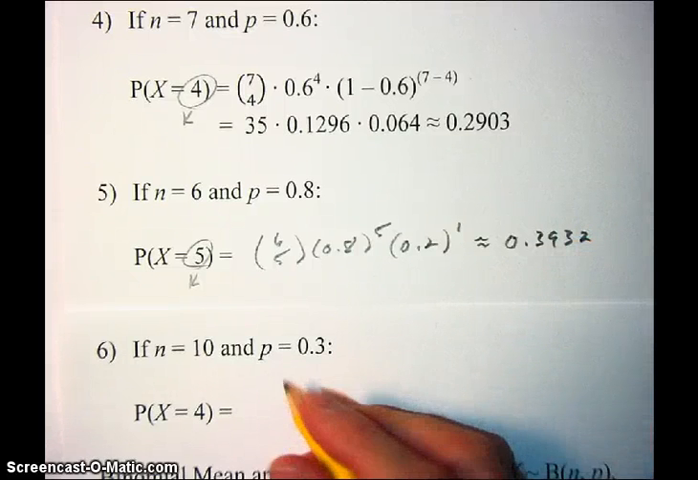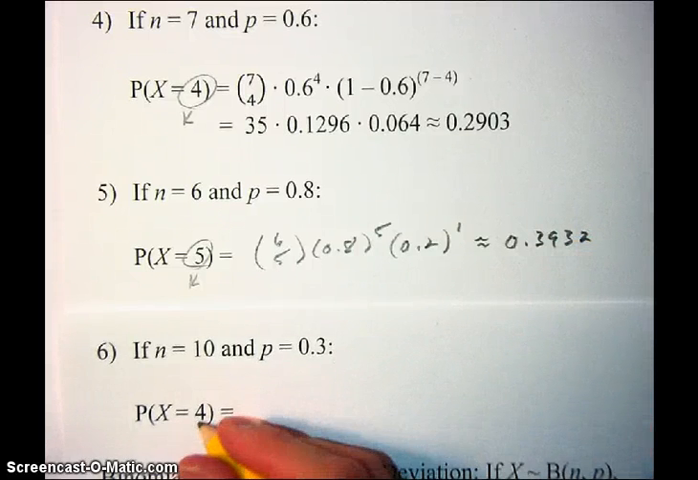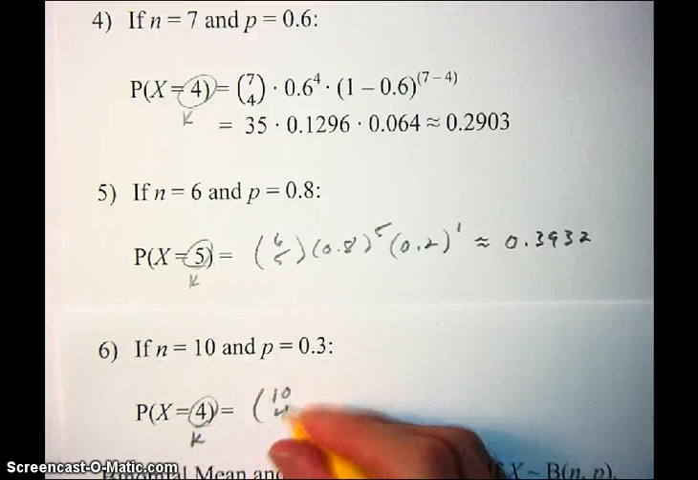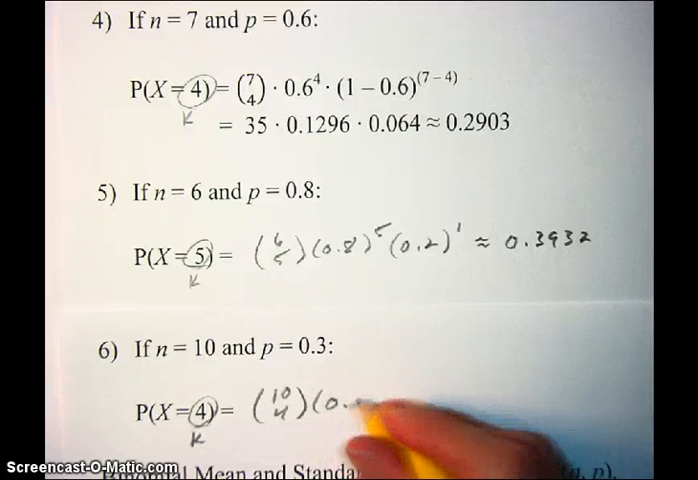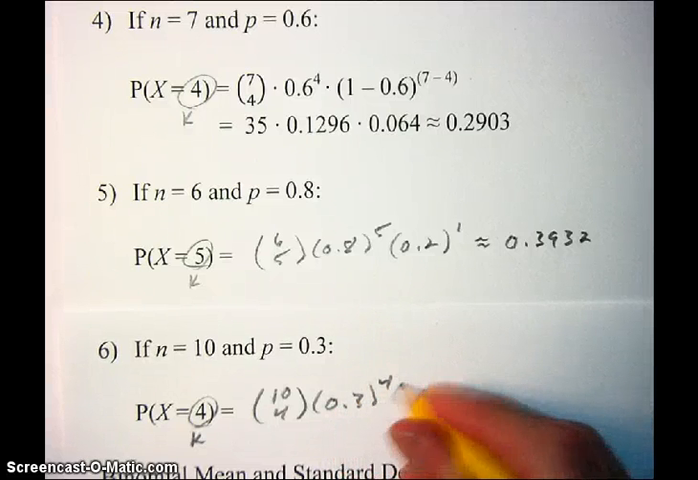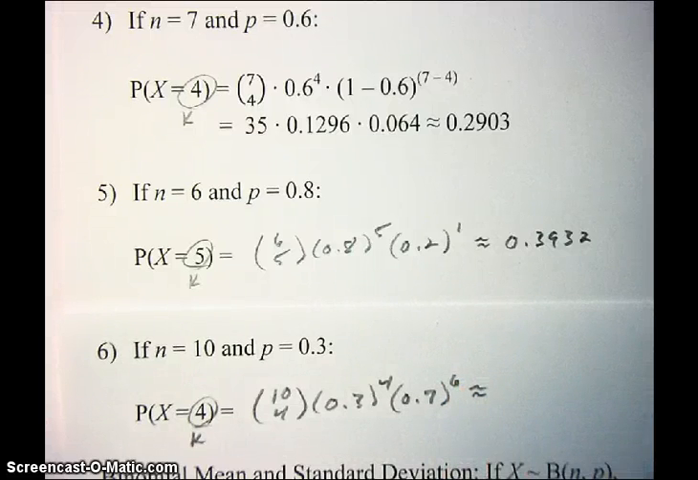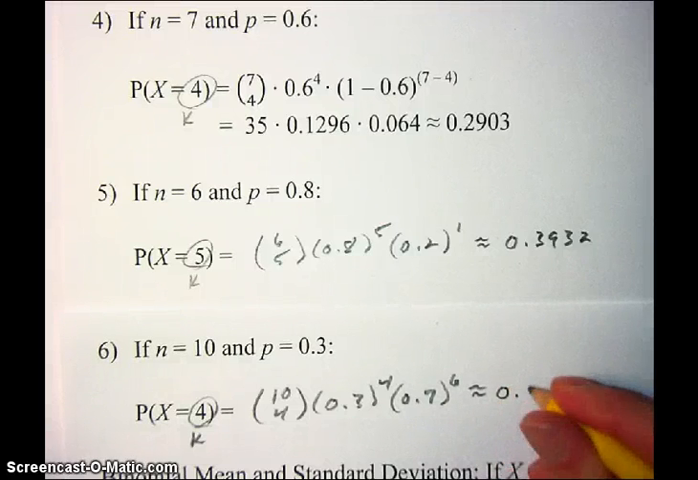And then if n is 10, p is 0.3, and k in this case is 4, we're going to take 10 choose 4, times 0.3 to the 4th power, times 0.7 to the 6th power, and that's going to be approximately 0.2001.